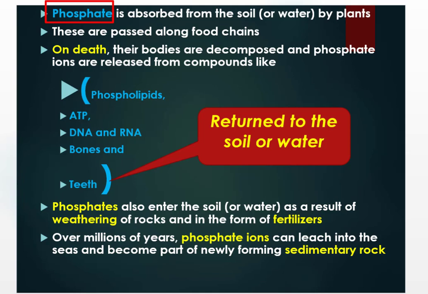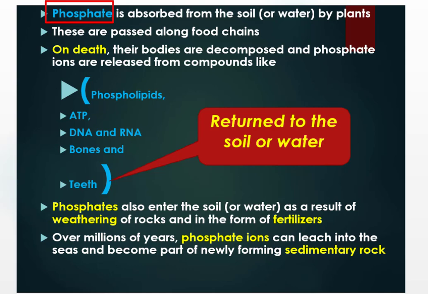Phosphate is absorbed from the soil or water by plants to make phosphorus-containing organic molecules in living organisms. This phosphorus is absorbed by plants in the form of phosphate from soil or water to make phosphorus-containing organic molecules in plant bodies. Then phosphorus is passed along the food chain through feeding, digestion, and assimilation.